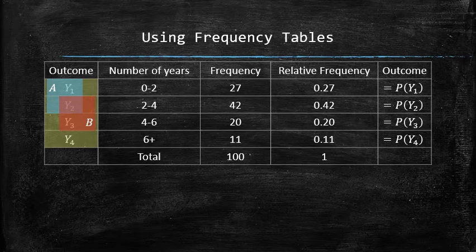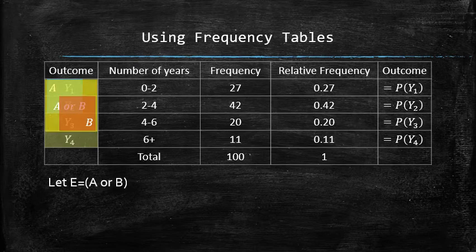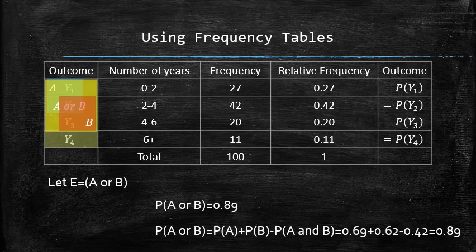Let E be the union of A and B. As the Venn diagram suggests, the event E is made of 3 outcomes, Y1, Y2, and Y3, so its probability is equal to the sum of 0.27, 0.42, and 0.20, which is equal to 0.89. We can also obtain the same result by using the general addition rule in the following way.